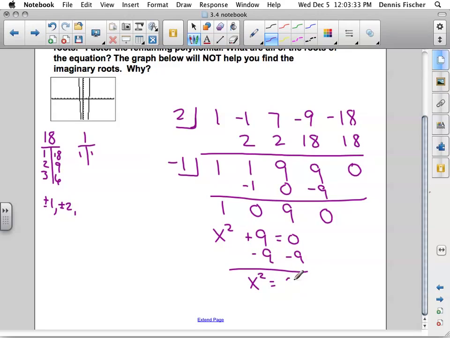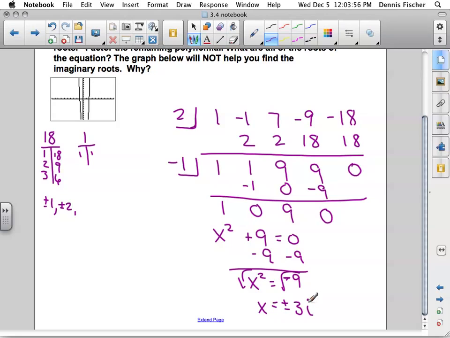X squared is equal to negative 9, right? It's going to be imaginary. So x is equal to plus or minus 3i. So this is not a real function, but that's my four answers. So why don't we pick another number?